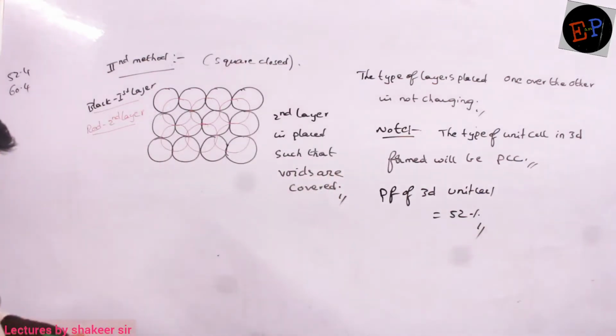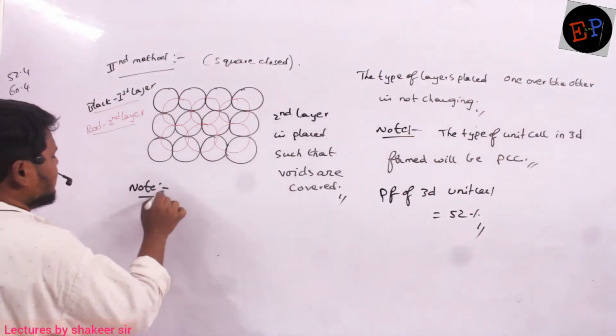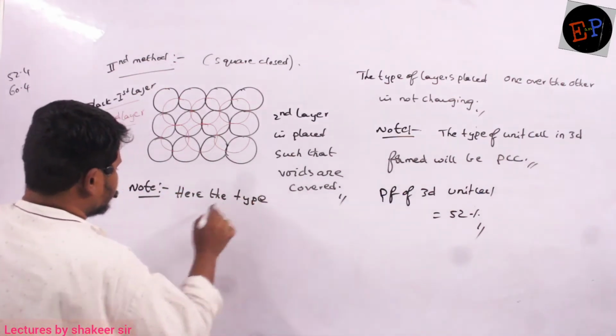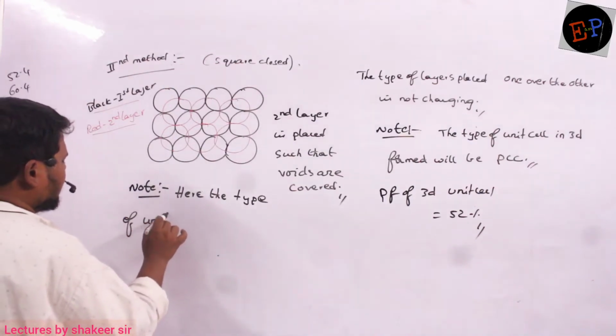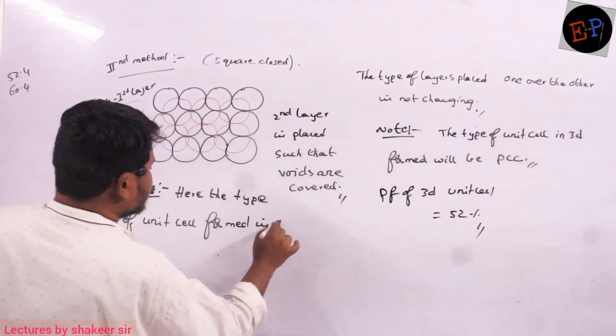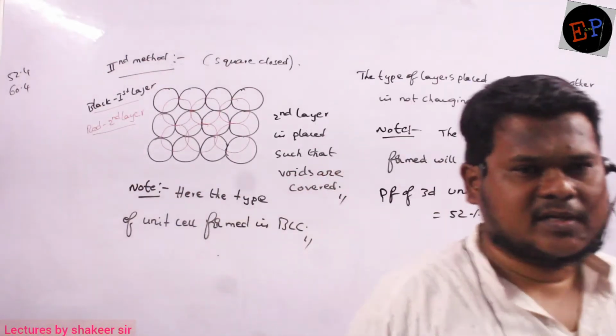Important note point is, right now, okay? So here, the type of unit cell formed is BCC, body centered cubic cell. Are you able to understand, ma'am?